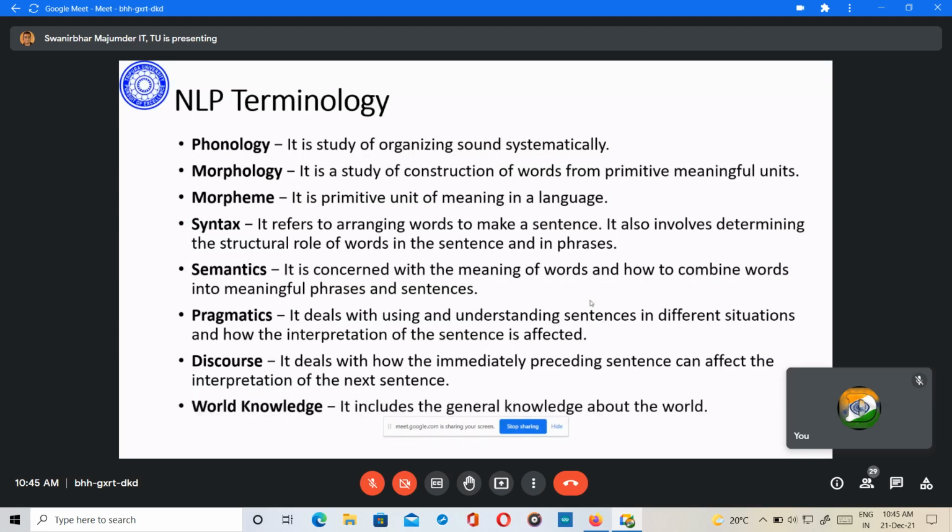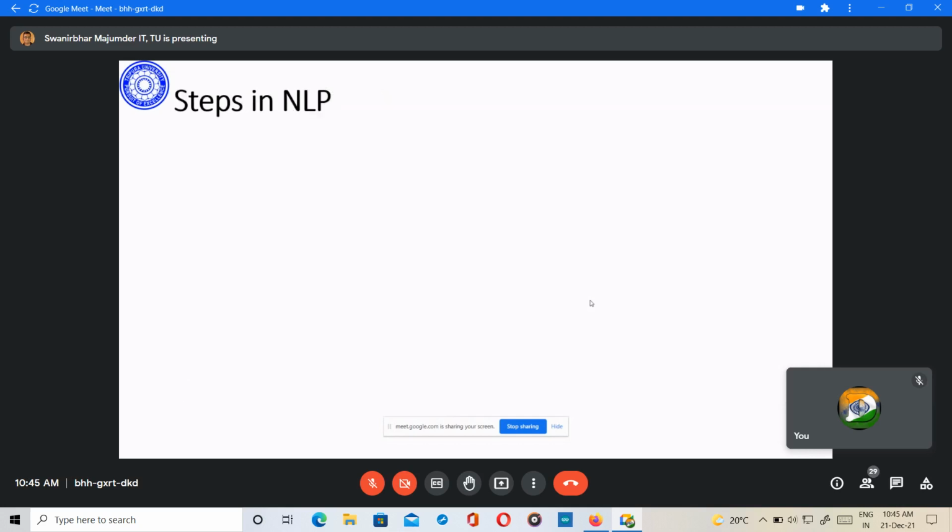And the main thing is the world knowledge. World knowledge includes whatever general knowledge there is about the world, and you keep it in the dictionary. For you to understand "thank God the rasgullas are over" and "bad luck the rasgullas are over", you have to have the knowledge that "thank God" means you are happy about it, and "bad luck" means you are not happy about it. So this kind of world knowledge has to be in the dictionary for the system to identify the whole set of things.